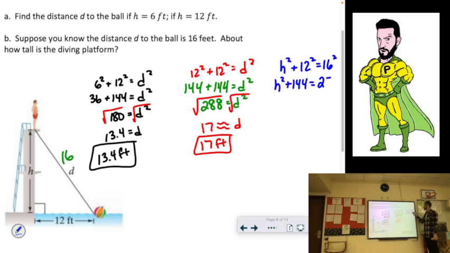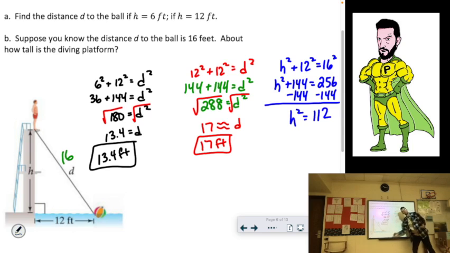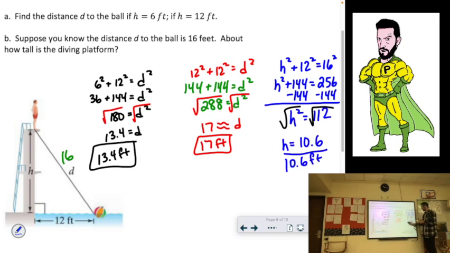16 squared was 256. So now we have that extra step of we have to subtract the 144. 256 minus 144 is 112. We got to square root that still. Square root of 112, 10.58. So we'll say 10.6. 10.6 feet. Great, we got one more.